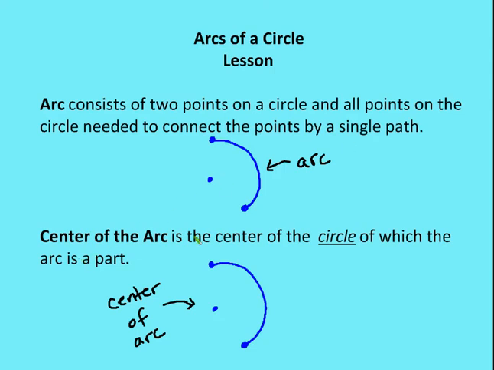The center of the arc is the center of the circle. So the center of the arc is the center of the circle of which the arc is a part. So if I just kept on going around and around, I'd form a circle. So the arc is part of a circle, right? And it's all the points in between those 2 points. So not just the 2 points, but all the points, including those 2 points in between the 2 points. The center of the arc is the center of the circle of which the arc is a part.